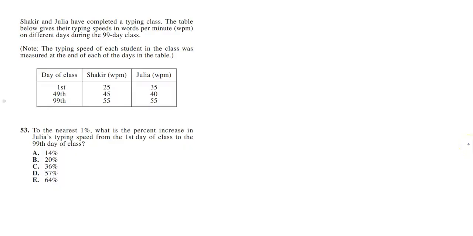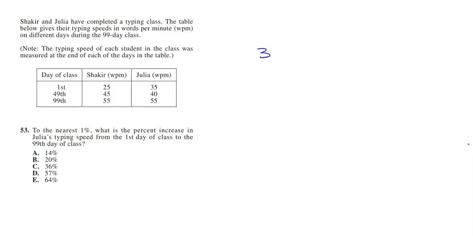Okay, Shakira and Julia have completed a typing class. The table below gives the typing speeds in words per minute on different days during the 99-day class. The typing speed of each student in the class was measured at the end of each of the days in the table. To the nearest 1%, what is the percentage increase in Julia's typing speed from the first day of class to the 99th day of class?